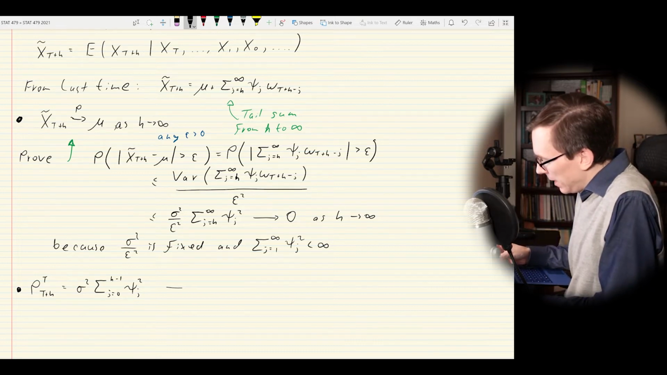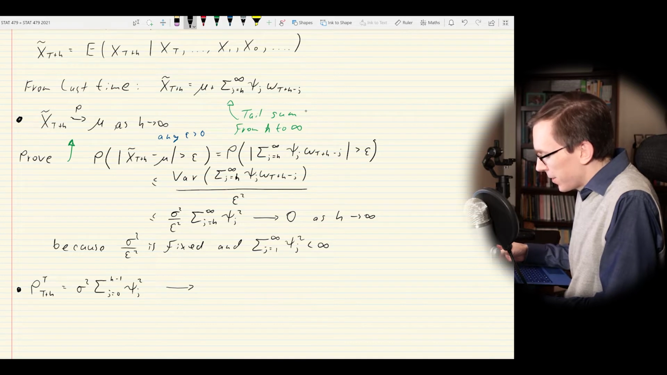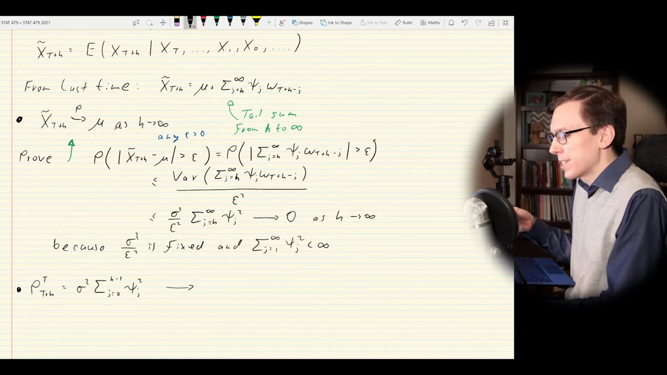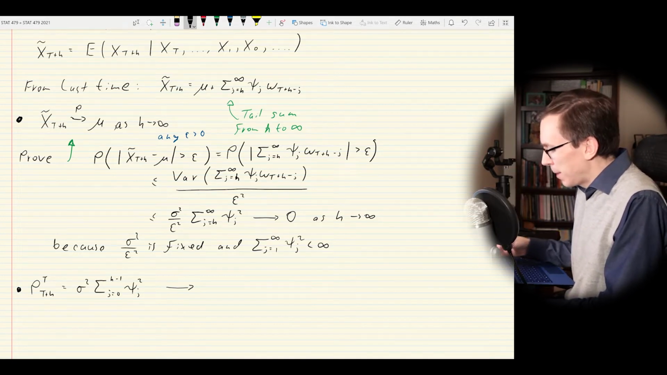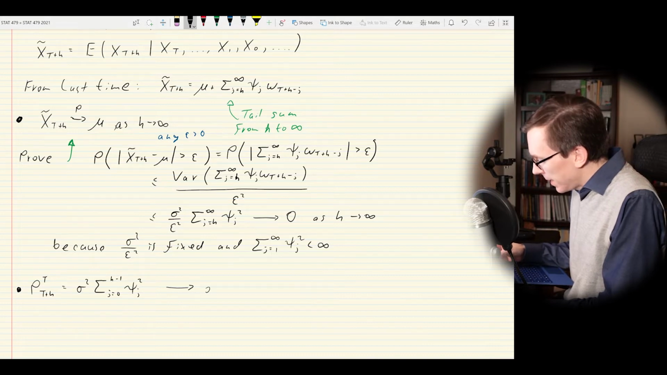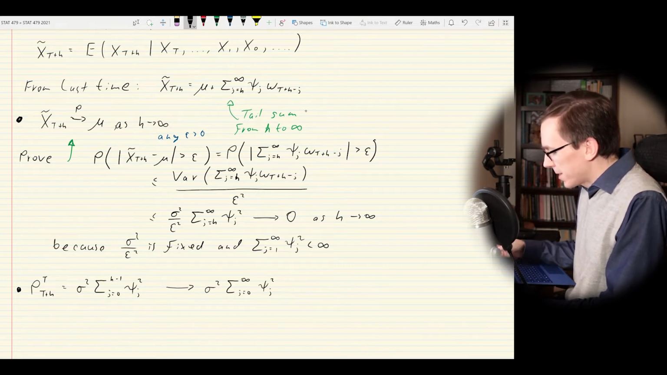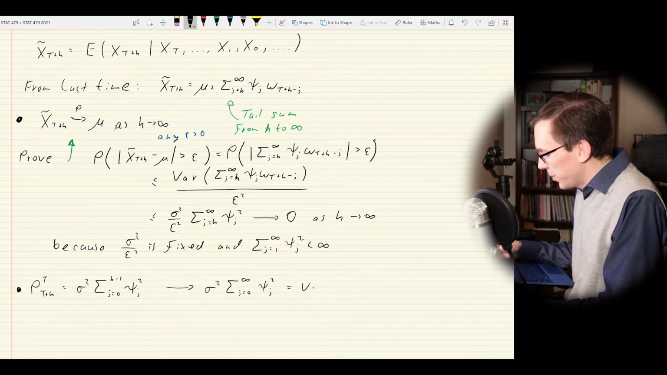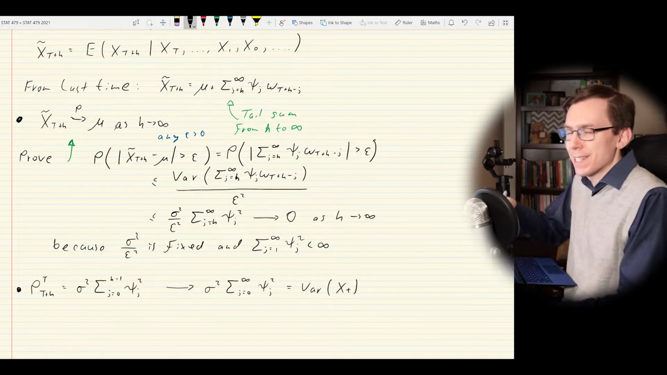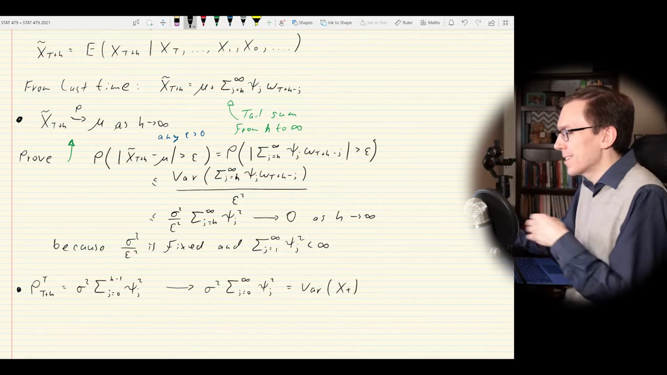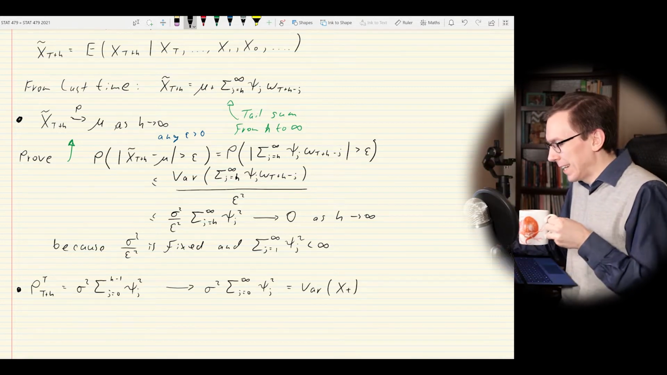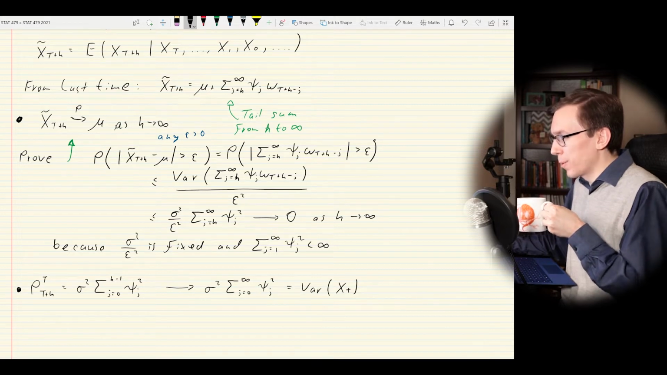And we know that in the limit, this thing will converge. This is just a bunch of real numbers, so we don't have to talk about probabilistic convergence. In this case, it's just going to converge to the sum j from 0 to infinity of psi j squared. And we know that's finite and equal to the variance of the process x t for whatever t you want. It's stationary, so all the variances are the same. All right, so that's the recap of where we're at.